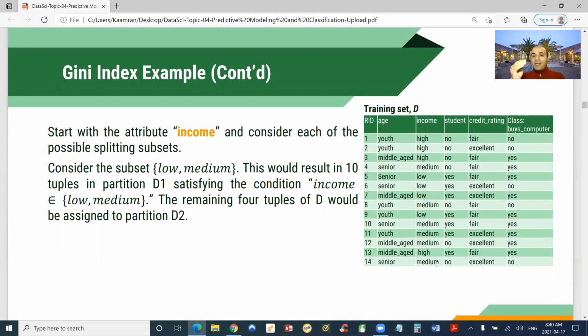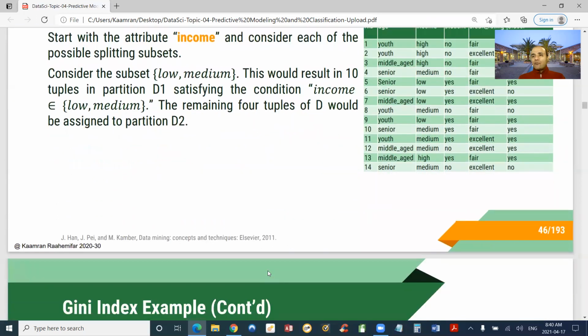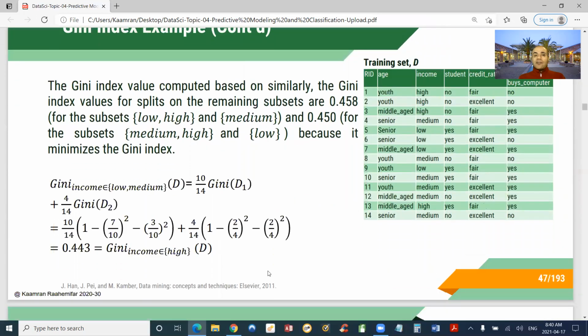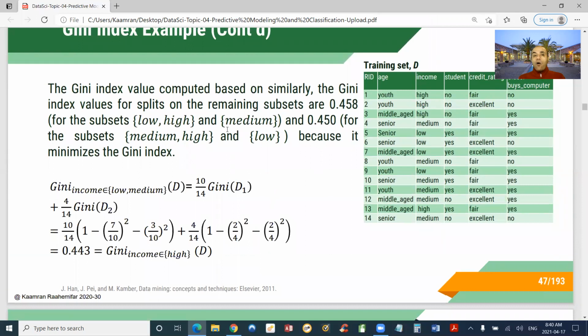If I say low, medium, and high, it's going to be 14. If I say high only, 1, 2, 3, and 4. If I say medium only, 1, 2, 3, 4, 5, 6. That's the way we are going to do that. As you can see, this is extremely easy. And even someone who is in elementary school should be able to count them. It's a count, right?